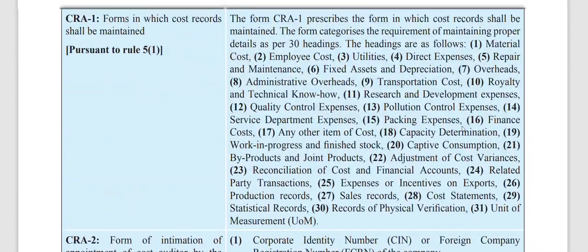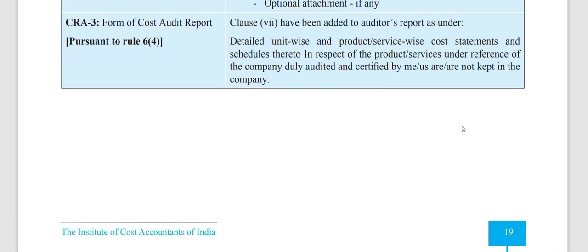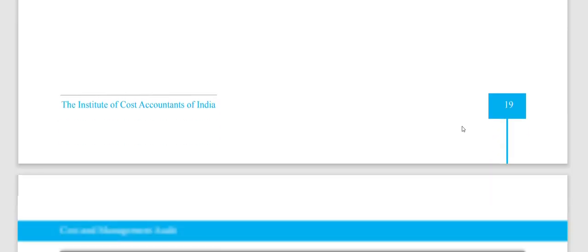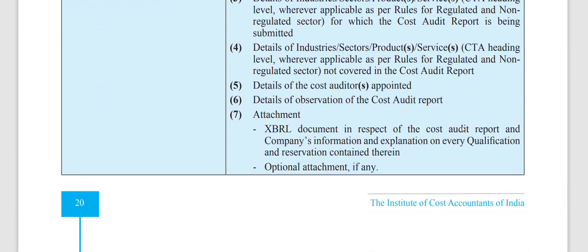Okay, here we can see the CRA forms data. CRA1: forms in which cost record shall be maintained. Oh, just now I said appointment of cost auditor. No, it is CRA1, the forms in which cost records shall be maintained. CRA2: information of appointment of cost auditor by the company to central government. CRA3: form of cost audit report. CRA4: furnishing the cost audit report to central government.